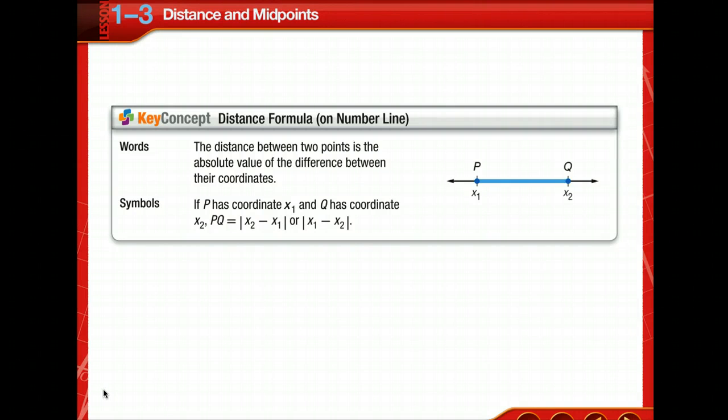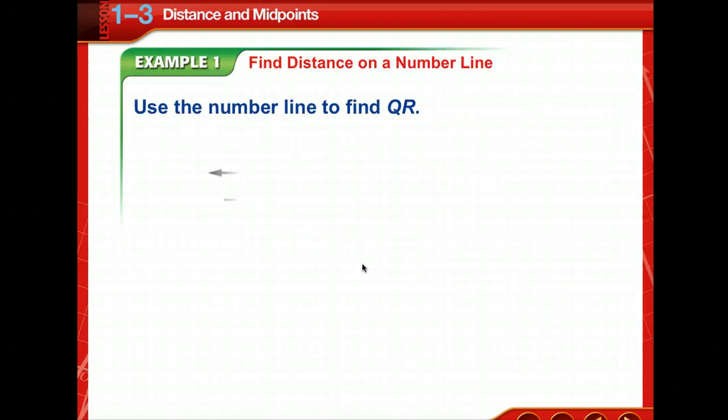So let's look at the distance formula on the number line. The key concept is the distance between 2 points is the absolute value of the difference between their coordinates. So in other words, we take this coordinate and we're going to find the distance or subtract the distance between them, and that's going to be how far one endpoint is from the other. The coordinates of the points can be used to find this length.